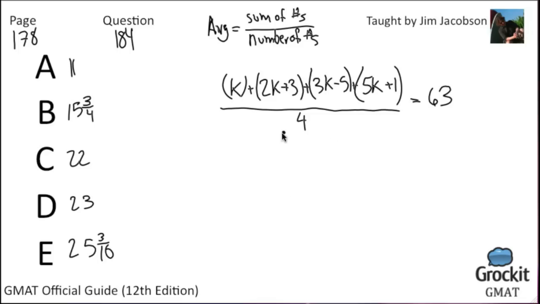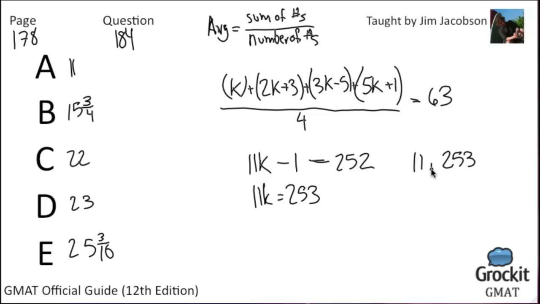So we multiply both sides by 4 and then add up all of our k's and constants here. So 5, 6, 7, 8, 9, 10, 11. We have 11 k's. Plus 3 plus 1 is 4, minus 5 gives us minus 1. 11k minus 1 equals 63 times 4, which equals 252. So 11k equals 253. I can't do that in my head. 253 by 11, so 22, 33.